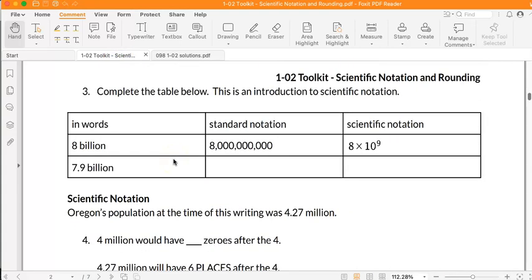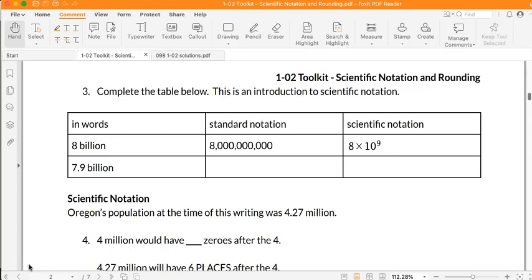So for the, let's see, we are on page, you're on page 7 in your book, and we're continuing and getting started with scientific notation here.